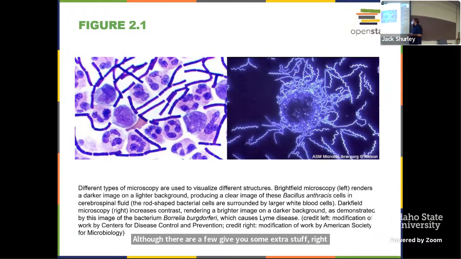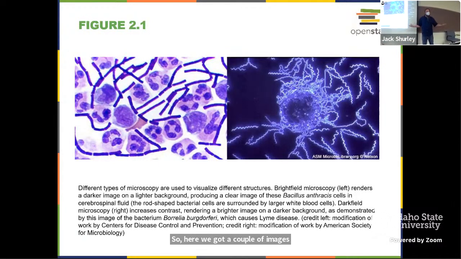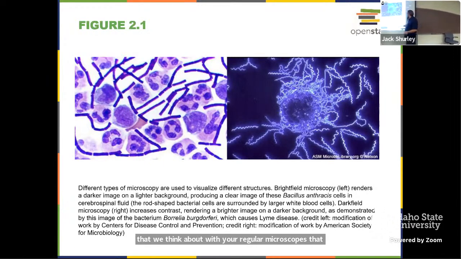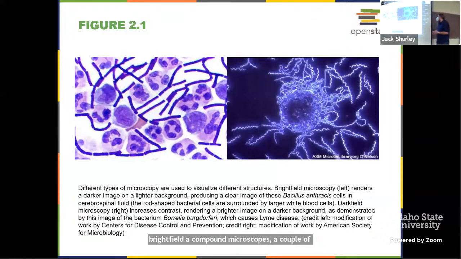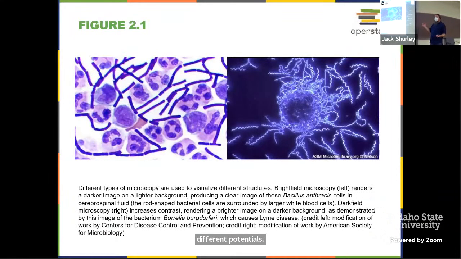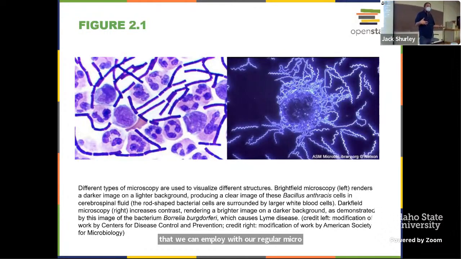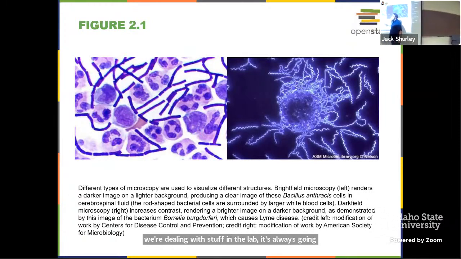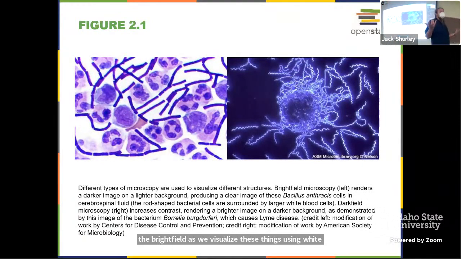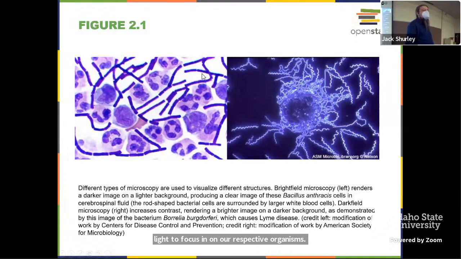So here we've got a couple of images, and these are things that we think about with your regular microscopes, the bright field or compound microscopes, a couple of different potentials, all right? The dark field is this next image, and it is something that we can employ with our regular microscopes, the compound microscope, all right? So it can give us either bright or dark, dependent upon ways that we switch some stuff up with the microscopes. When we're dealing with stuff in the lab, it's always going to be the bright field as we visualize these things, using light to focus in on our respective organisms, all right? So a couple of different things in here.